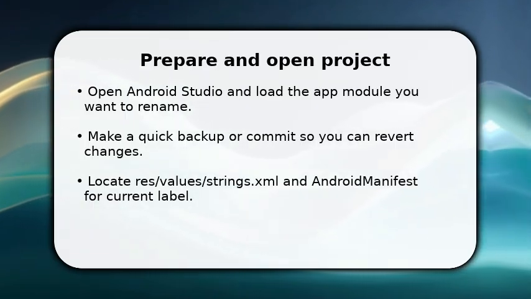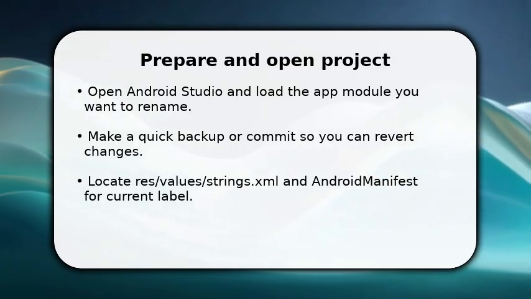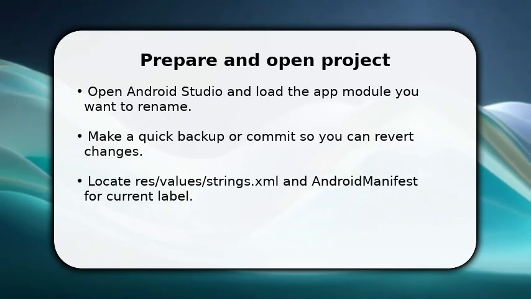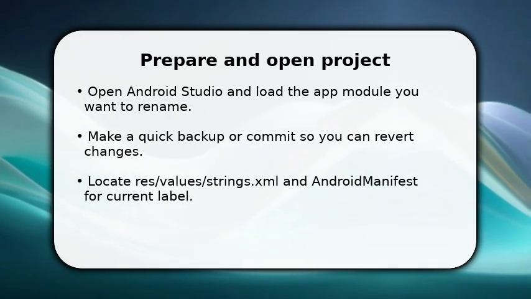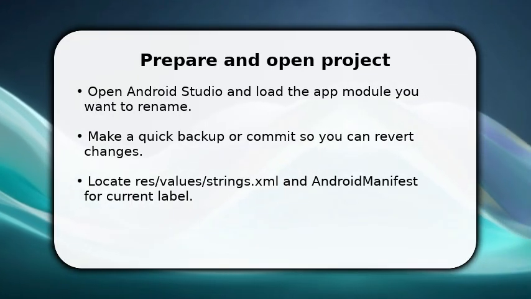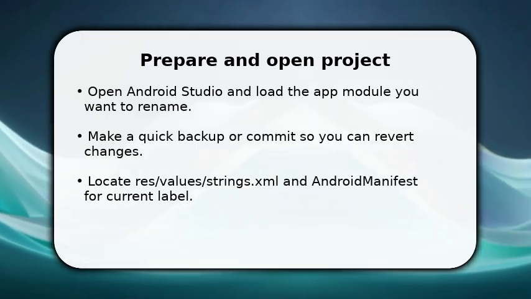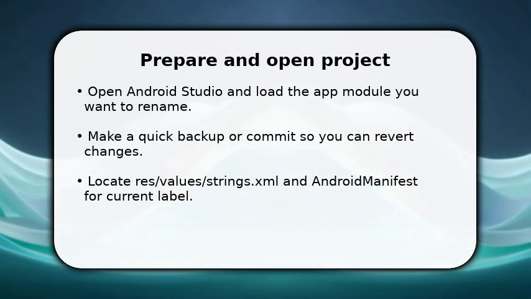Once done, find res/values/strings.xml, where the app name's string usually lives, and open AndroidManifest to confirm the application android:label uses that string. Make sure you understand whether the visible name comes from a string resource versus a literal label, because changing the string resource is the cleanest first step.